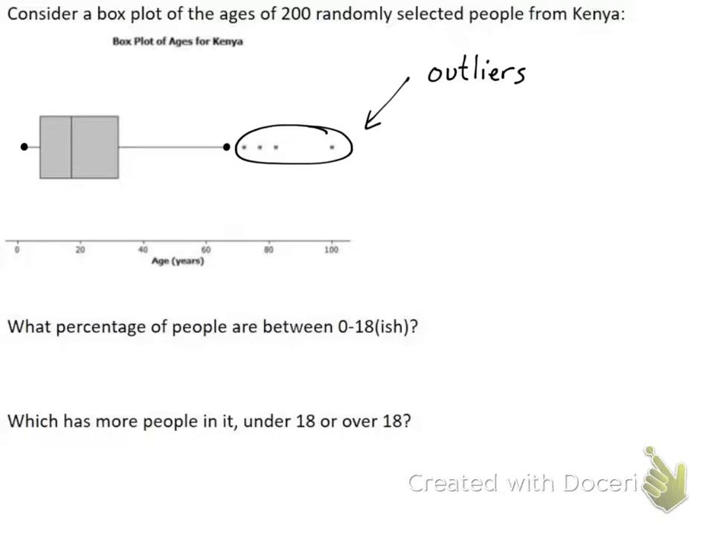And so we're going to put this as 18. And so we want to see what percentage of people are between 0 and 18. And so that's going to be 50% of the people that are in this part of my graph. And then the one question that we need to make sure we understand is which has more in it: people that are under 18, which is the one I just circled in blue, or the ones that are greater than 18, which is the one that I just circled in red.